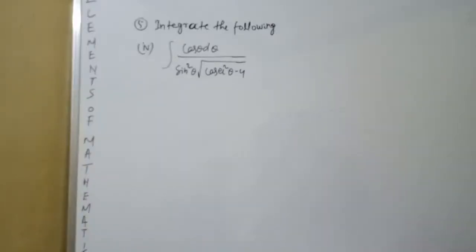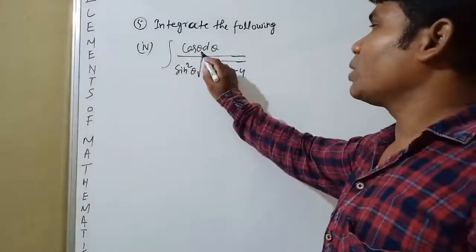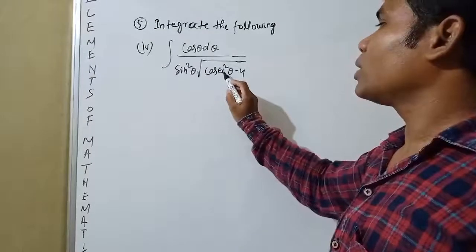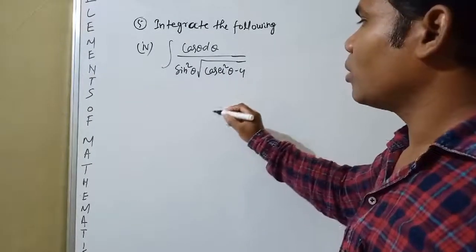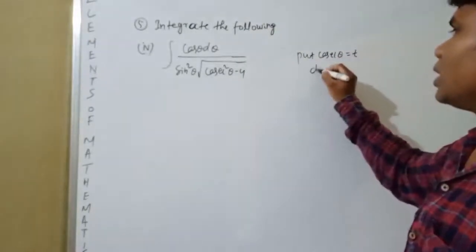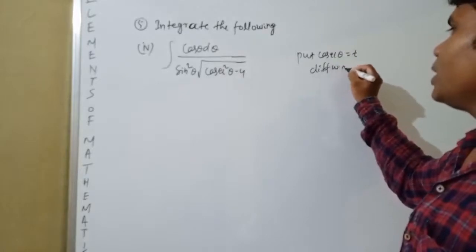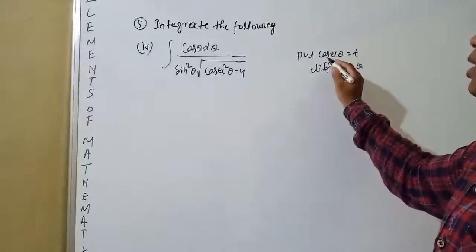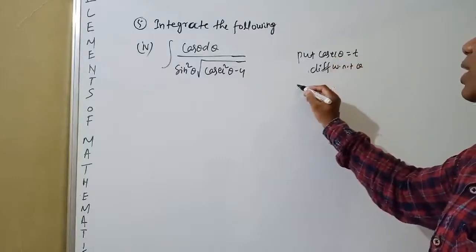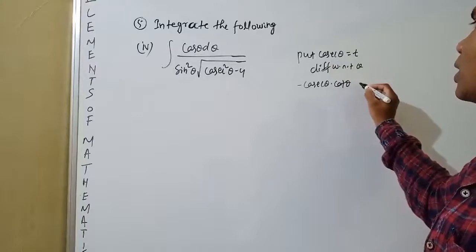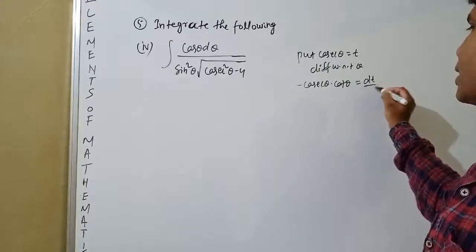You see the next question, integration of cos theta d theta by sin square theta root over cosec square theta minus 4. Okay, now you put cosec theta is equal to t, differentiate with respect to theta. Here you see d theta is given, so with respect to theta, derivative of cosec theta, that is minus cosec theta into cot theta, is equal to dt by d theta.